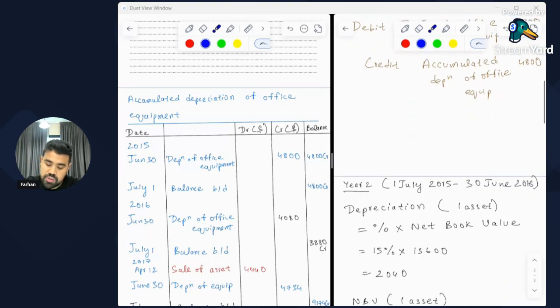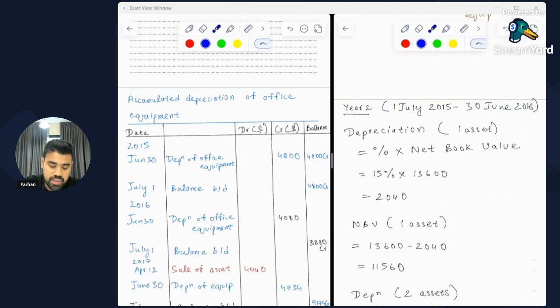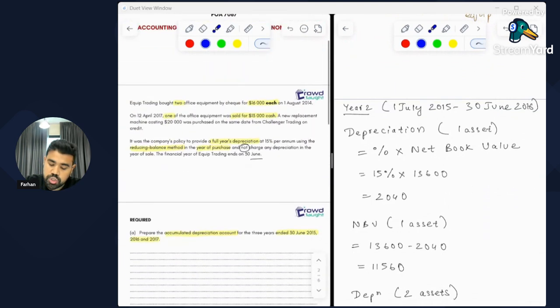Okay, now let's look into the second year. So the second year would start on 1 July 2015, because the most recent year just ended on 30 June 2015, right? So the second year should start on 1 July 2015 and end on 30 June 2016, okay? And now, when you are in year 2, using the reducing balance method, you will apply the depreciation by calculating the percentage on the net book value.